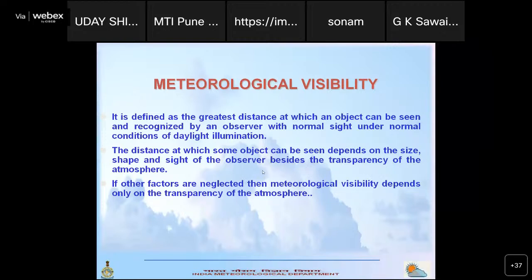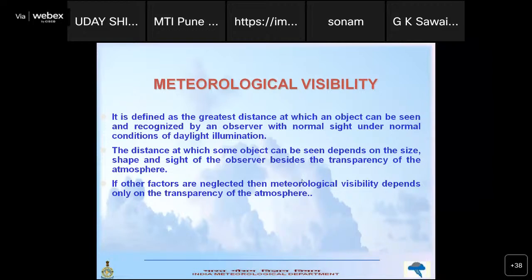The object will be blurred, or you will not be able to see it. In case of dense fog, even at 50 meter distance, you will not see any object. So in that case, this visibility comes into the picture.